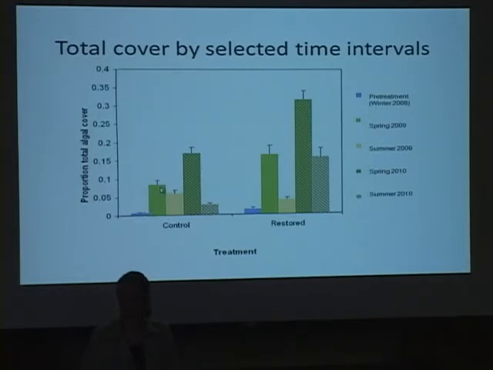Again, there's this seasonal peak that's found both in the control and the restored, but we found that the restored was significantly higher than the control. We ran a 2-way GLM with time and treatment, and we found that the p-value was significant.